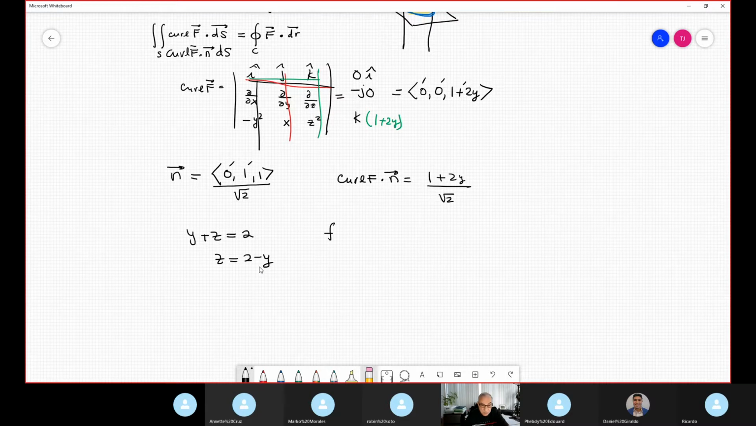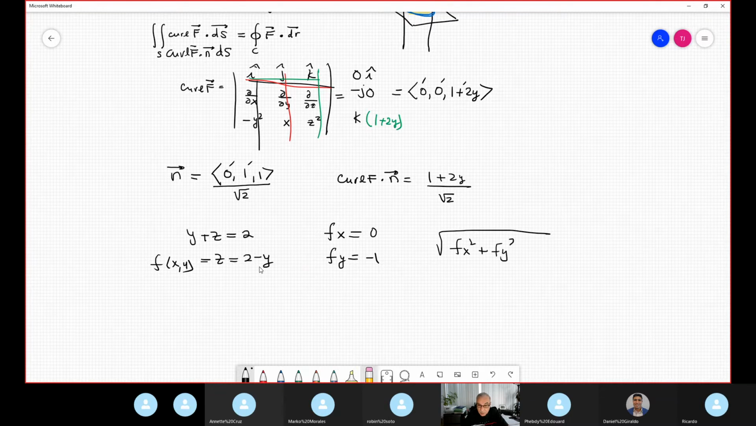So you find the partial derivatives, this is f. f of x, y is z. With respect to x it is 0, because x is missing. With respect to y it is negative 1. And remember the formula: the square root of f_x squared plus f_y squared plus 1, dx dy, is equal to dS. This is 0, this is 1, so 1 plus 1 is 2, it's radical 2 dx dy. It's no coincidence, it always happens.